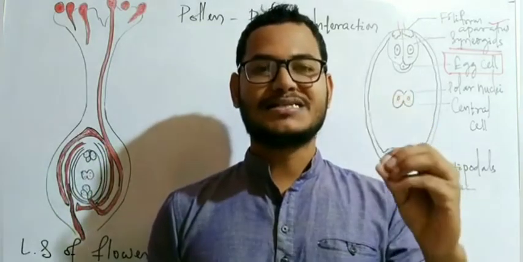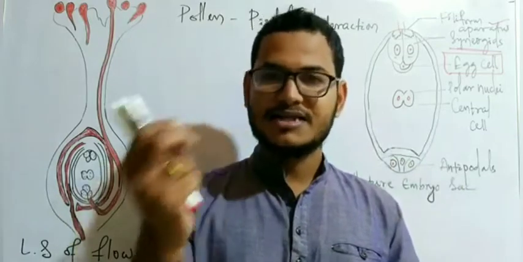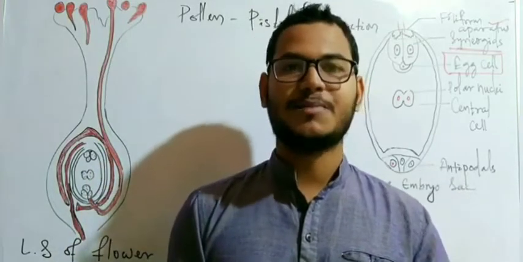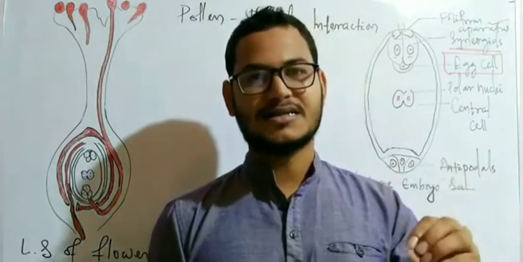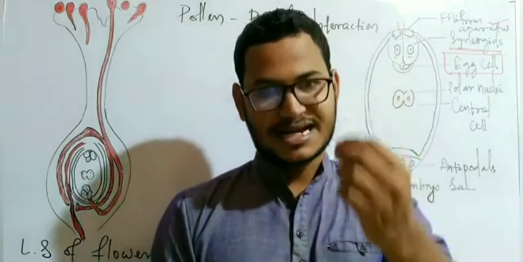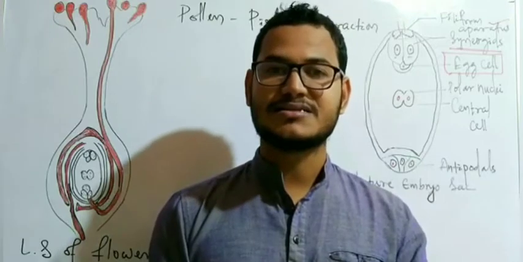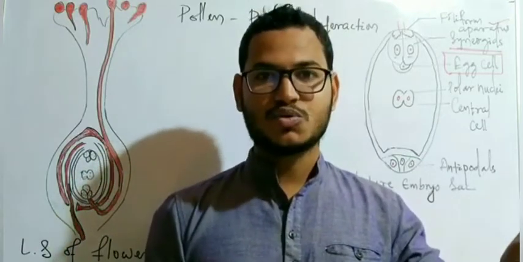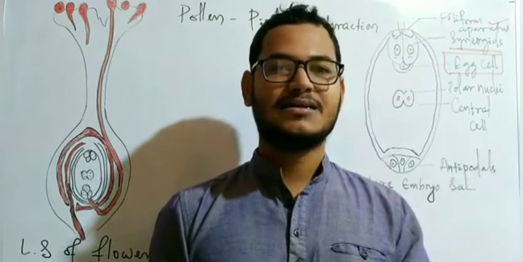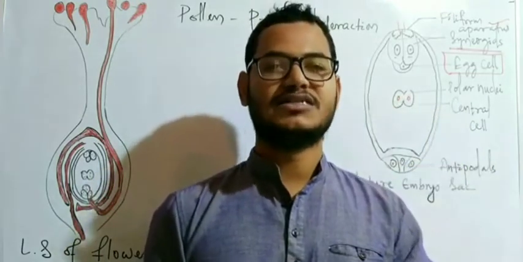Remember, the pistil has the power to select or reject. When the pollen grain is of the same species, it will accept; otherwise it will reject. Rejection means it will prevent pollen germination on the stigma, so that pollen tube formation inside the style is stopped when the pollen grain is of a different species or from an incompatible plant. Clear? So the pistil always selects pollen grains of the same species and allows them to germinate.